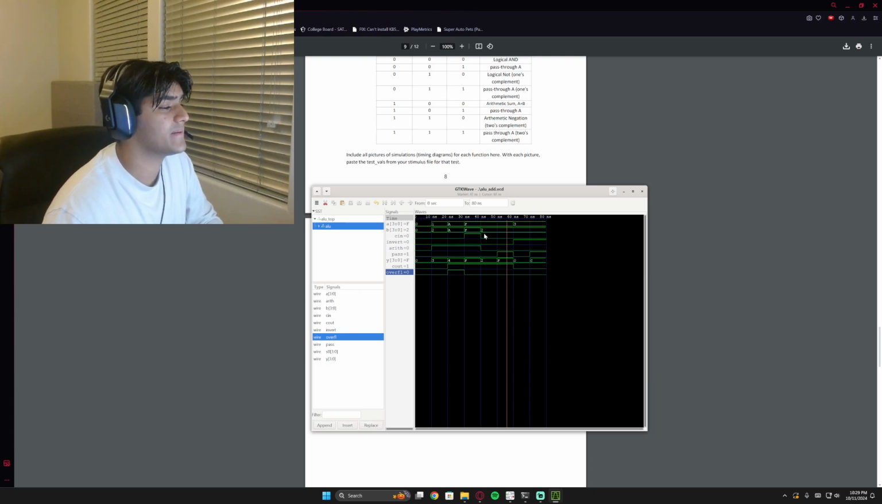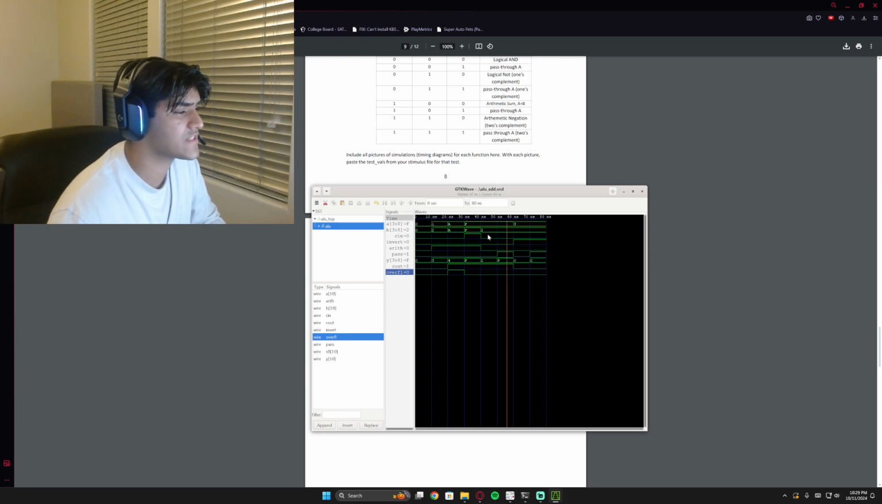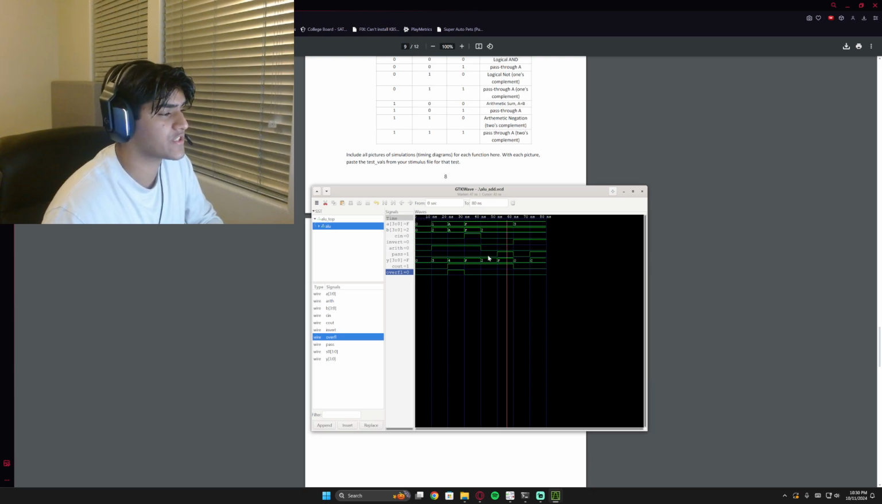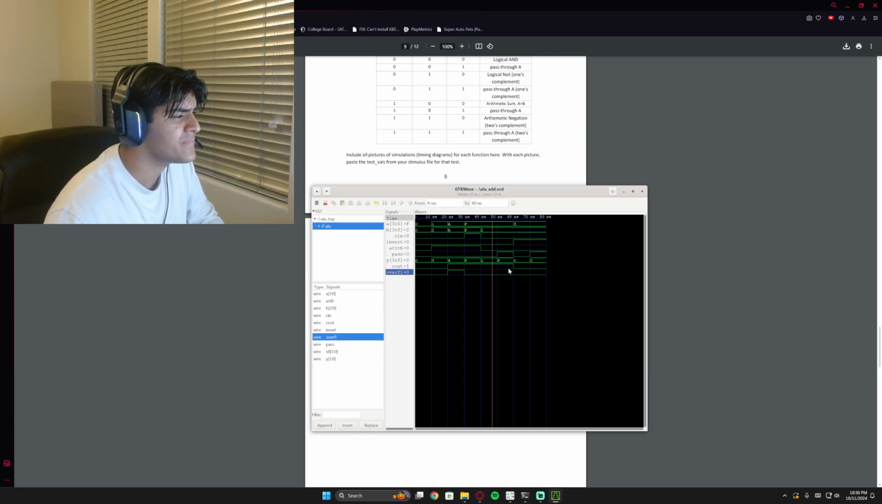Then I just did the similar bits. So 15 is 1, 1, 1, 1, and logical and 0, 0, 1, 1, which is 2, and that would just give me the answer 2 because that's logical and. Then I did it again with a pass-through. So the pass-through would give me whatever A is, and that's F in this case, 15.